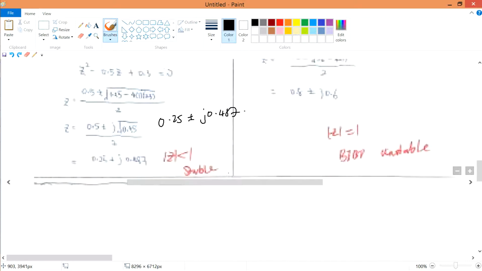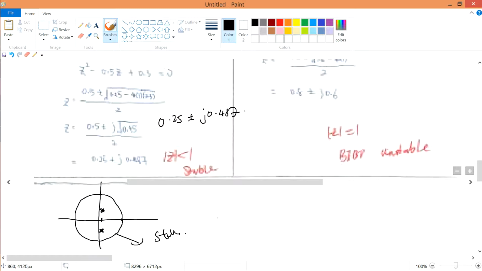If you were to plot this in the z domain, if you still remember, you have to plot within the unit circle. So 0.25 is actually very near this side, and 0.487 is somewhere over here. These are the conjugate poles of your particular signal. So it is actually within the unit circle, so therefore it is stable.